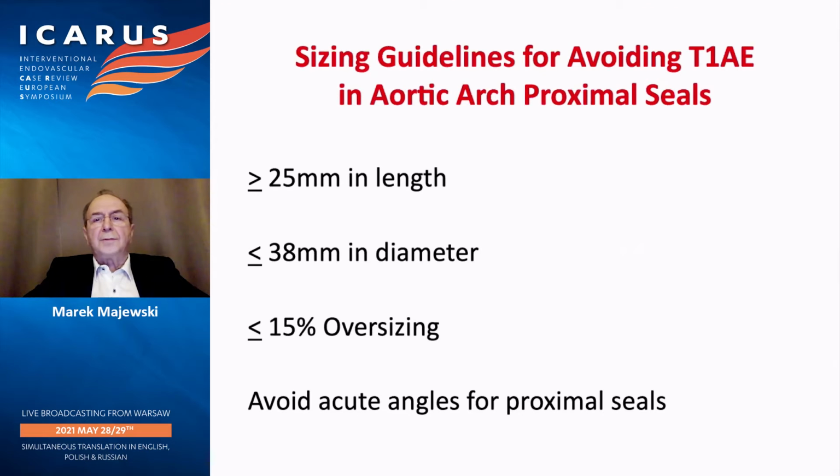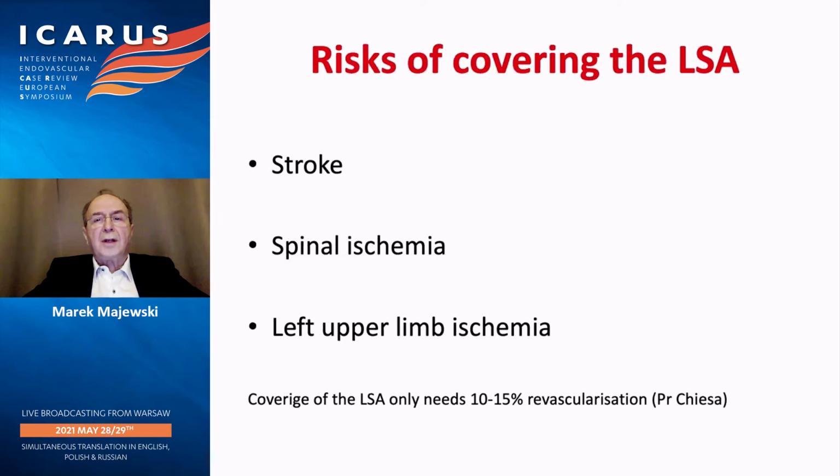Sizing guidelines for avoiding type 1 endoleak in aortic arch proximal seals: greater than 25 millimeters long, less than 38 millimeters in diameter, less than 15% oversizing. Avoid acute angles for proximal seals. Risks of covering the LSA: stroke, spinal ischemia, left upper limb ischemia. Coverage of the LSA only needs 10 to 15% revascularization, Professor Chiesa.